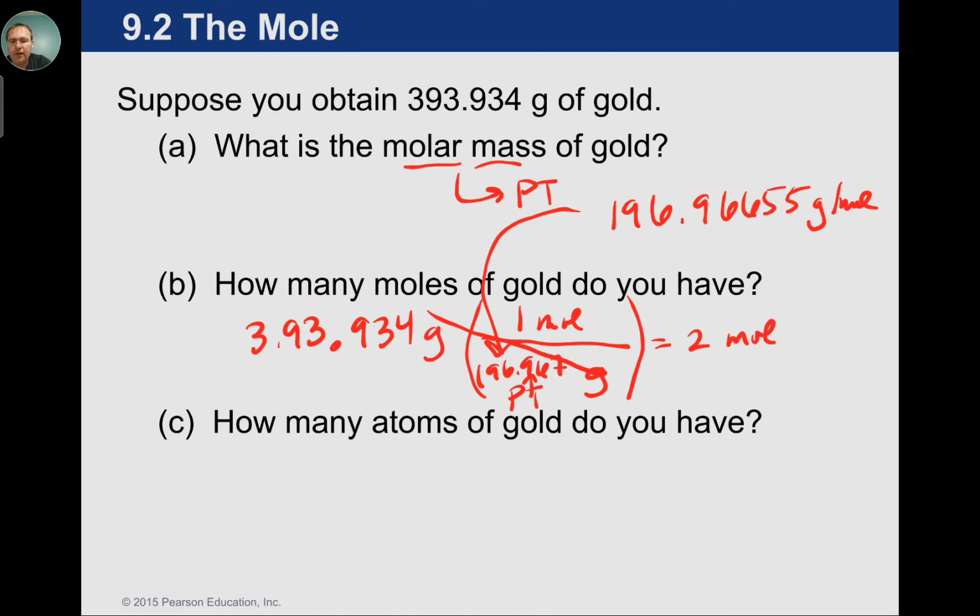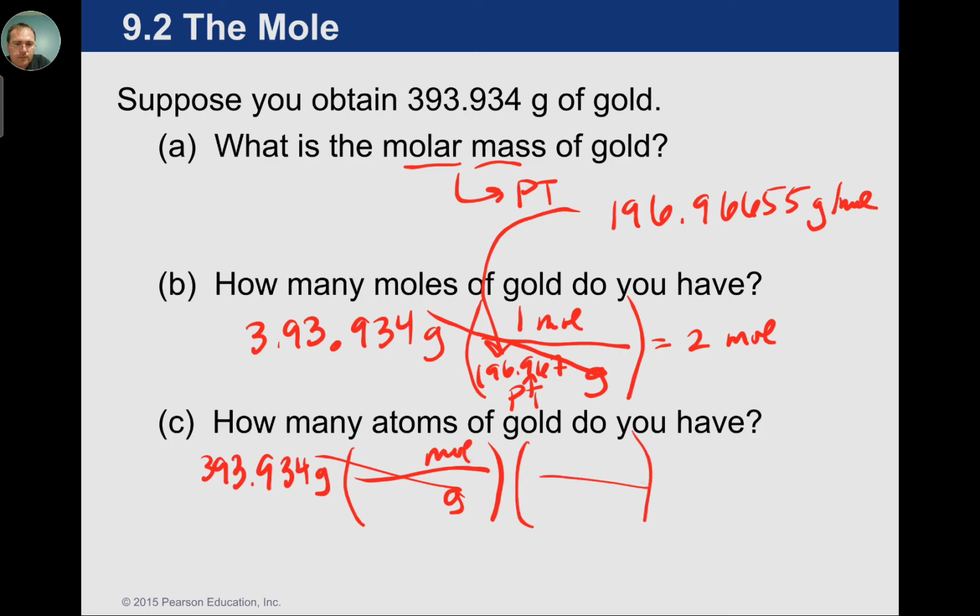How many atoms do you have? Well, if you have 393.93 grams of gold, wouldn't that be nice? That'd be quite a lot of money. A lot of grams, I think, are $1,200 to $2,000 per gram of gold now. But again, cancel grams, go to moles. And then cancel moles and go to atoms.